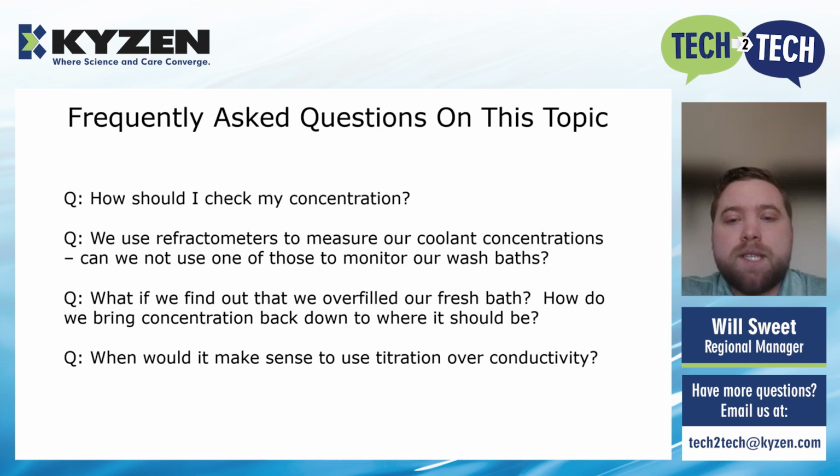Finally, when would it make sense to use titration over conductivity? I alluded to this a little bit in the first question, but it would make the most sense if you think that your soils may be conductive in themselves, or you're just not sure and don't have a good way of checking. Because again, titration is tried and true. It is always going to be correct. And that is when I would recommend using titration over conductivity, if you're not able to verify that the soils you're removing into the bath are not conductive.